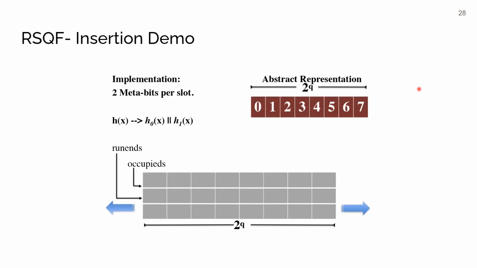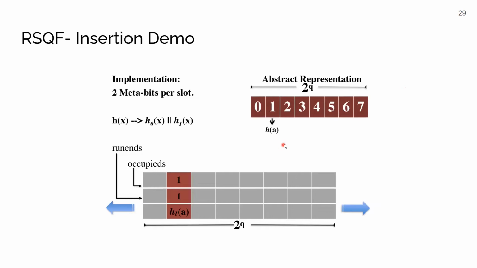Now let's take a look at the demo of insertion in RSQF, that is rank and select based quotient filter. What we have at the bottom is the RSQF with the occupieds and runends vectors and the remainder vector. And what we have at the top is the abstract representation of RSQF. RSQF will use linear probing, whereas the abstract representation will use chaining to represent the exact same data.